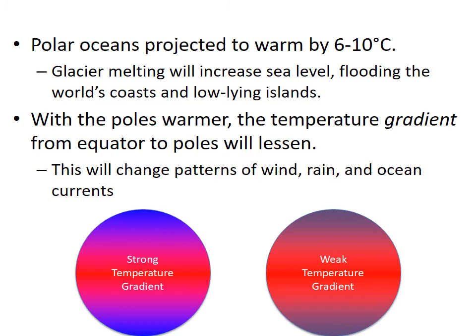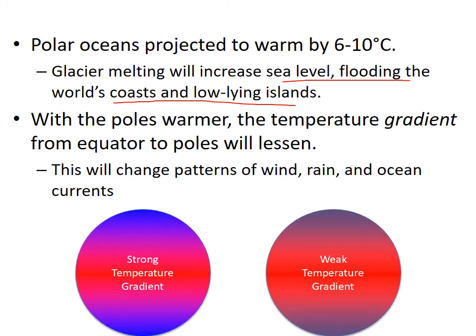One of the consequences of the fact that the Arctic and the Antarctic are warming faster than the low latitude areas is melting glaciers. Melting glaciers and continental ice sheets, like the one in Greenland and the one in Antarctica, contribute to sea level rise and flooding the world's coasts and low-lying islands. The other contributor to sea level rise, of course, is thermal expansion of seawater. So even if there's no ice melting, just the water expanding because it's warmer also raises sea level.